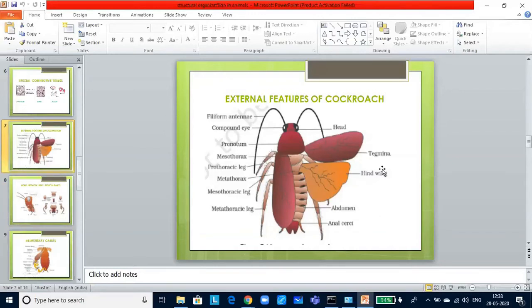The first pair of wings arises from mesothorax and second pair from the metathorax, and so they have 4 wings altogether. Forewings are oblique, dark, and leathery and cover the hind wings at rest. Hind wings are transparent, membranous, and they are used for flight.